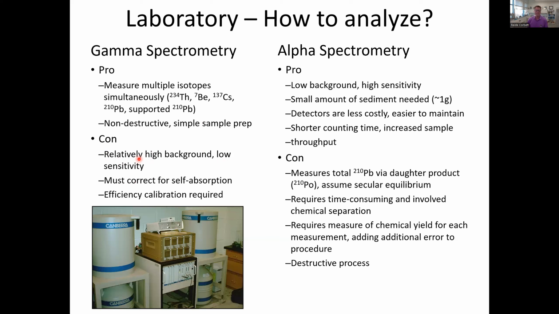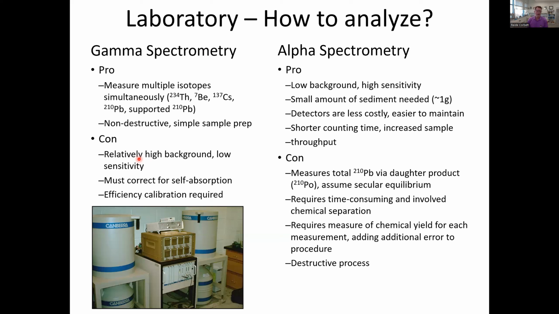What that means is when a gamma is released through the decay of, say, lead-210, that gamma might actually be absorbed by the sample itself. And so the gamma actually never makes it to the detector to be counted. You can correct for that. It's another step. You have to correct for self-absorption, particularly when analyzing for those low energy lead-210, thorium-234.